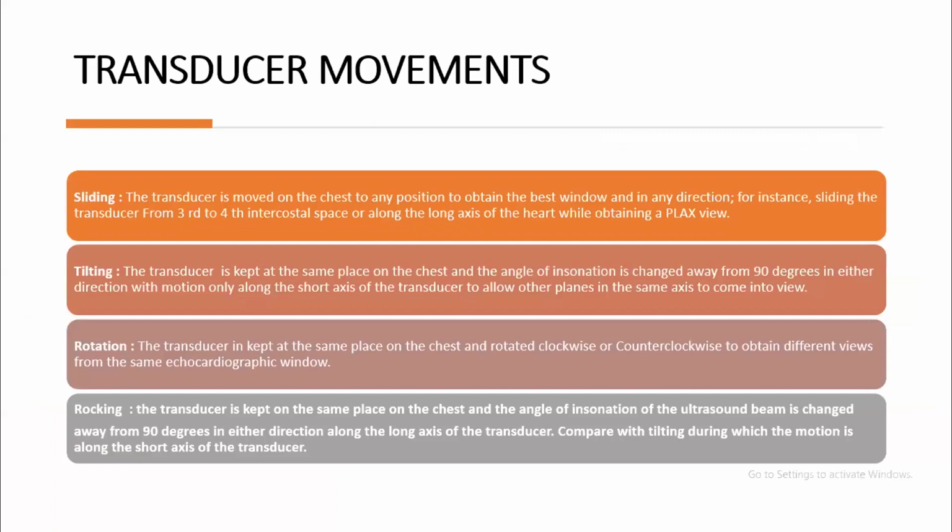Tilting, as we said, is fixed in the same plane, but we are tilting. The transducer is kept at the same plane on the chest, and the angle of inclination is changed away from 90 degrees in either direction, with motion only along the short axis of the transducer to allow the other planes in the same axis to come into view.